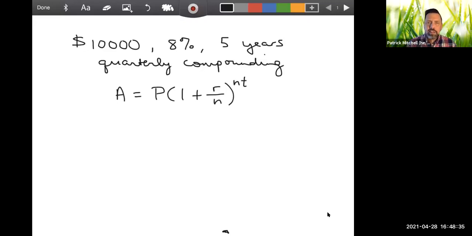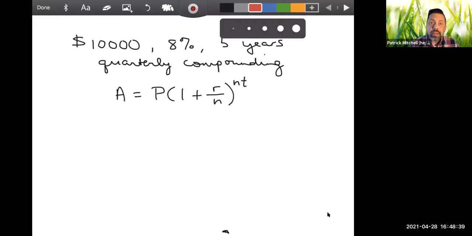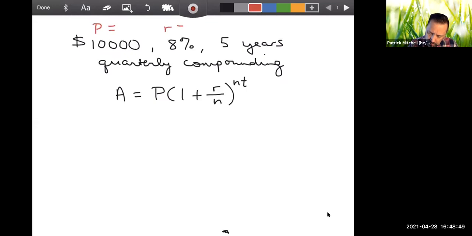All right, so just labeling these numbers, what goes where. The amount being invested is P. 8% is r, but don't forget we have to change it to a decimal. Don't put in a number 8 or you're going to get a really crazy answer. 5 years is t.